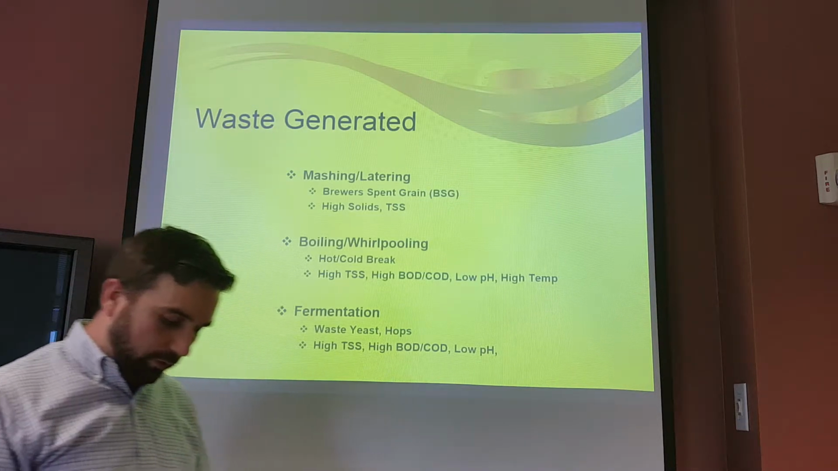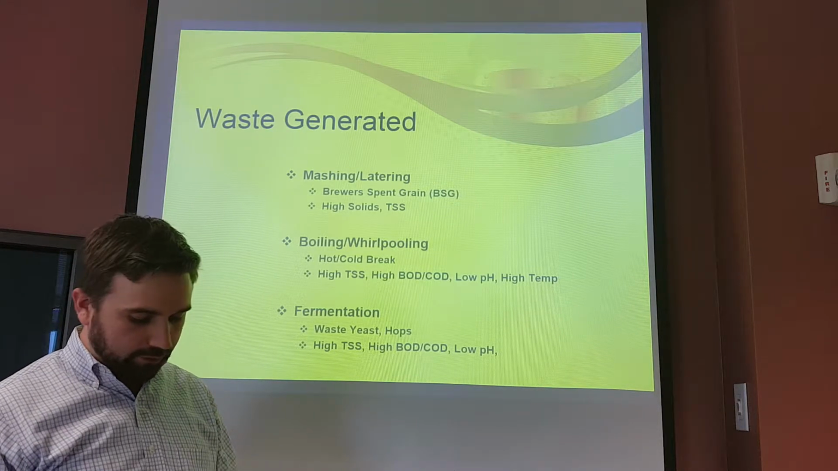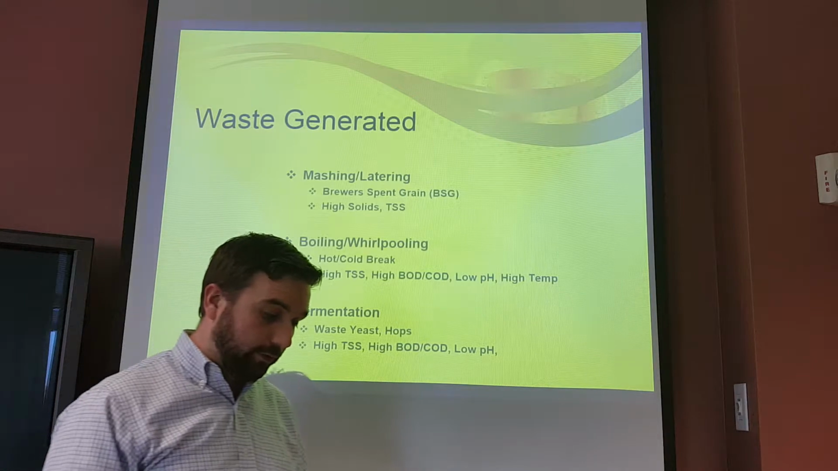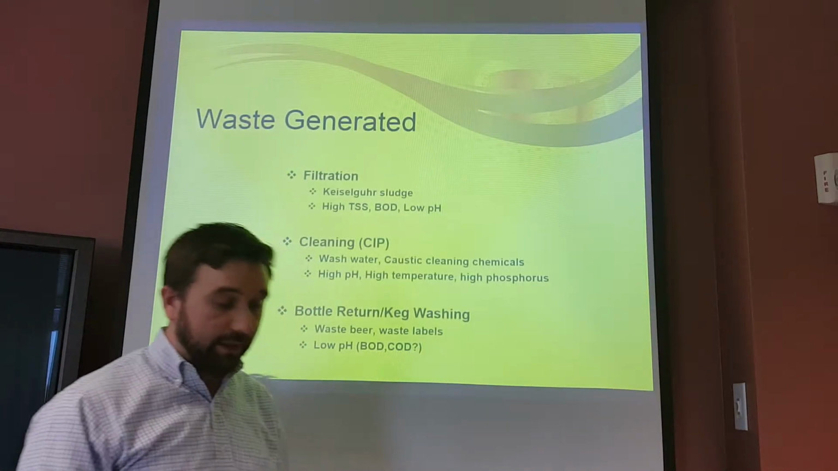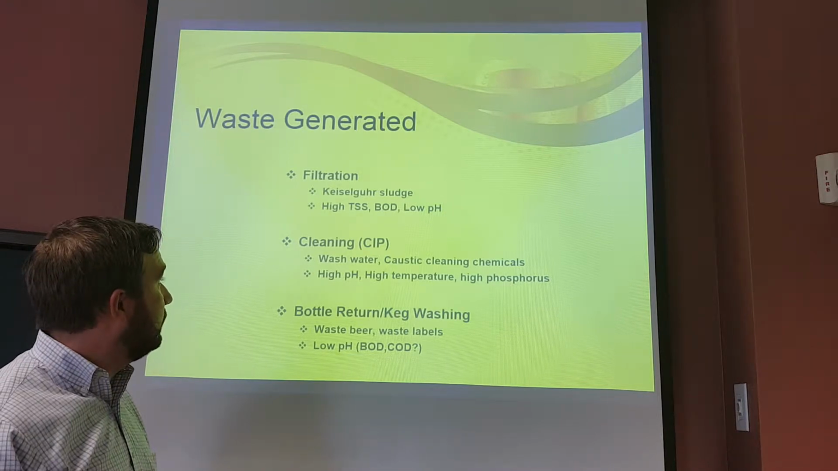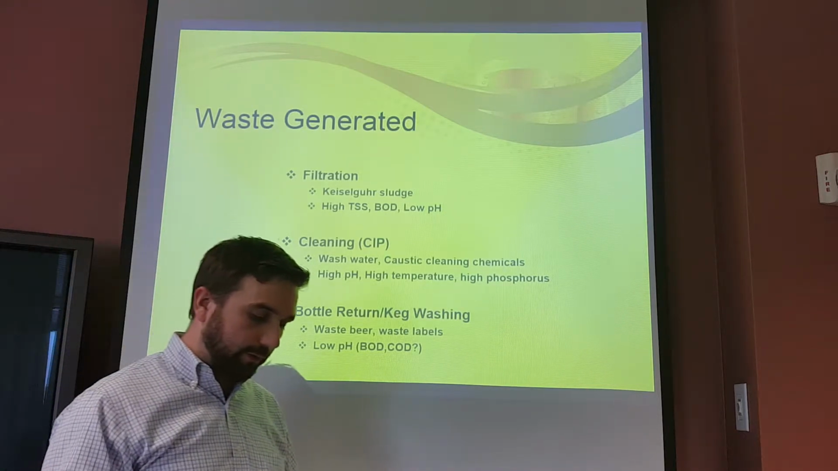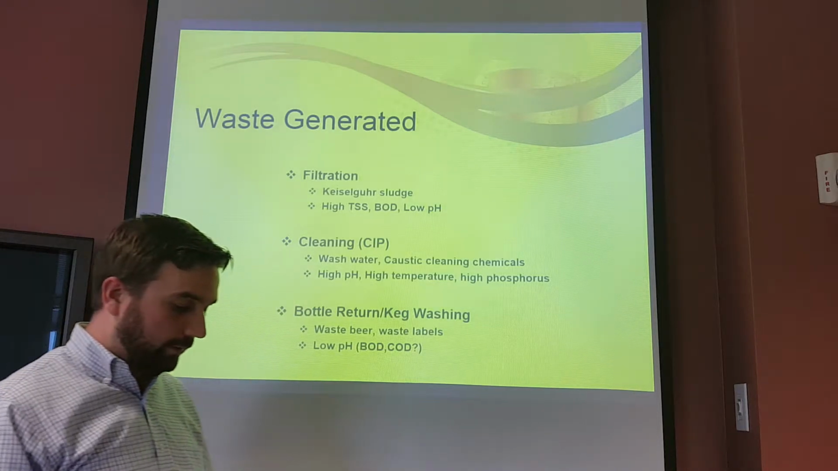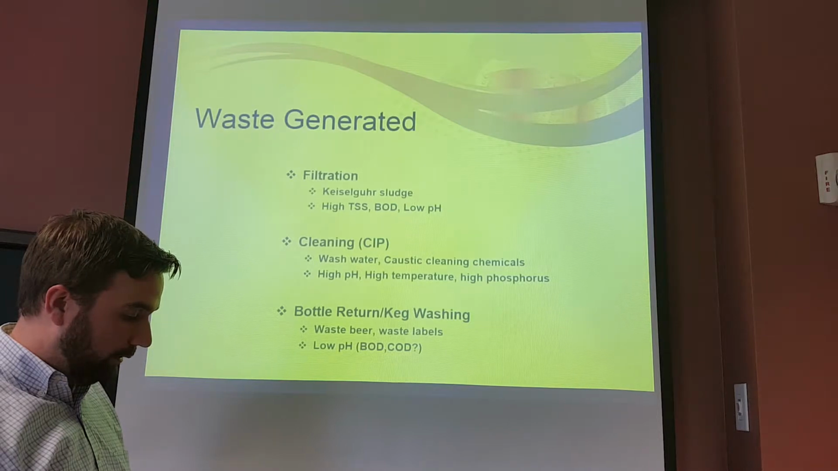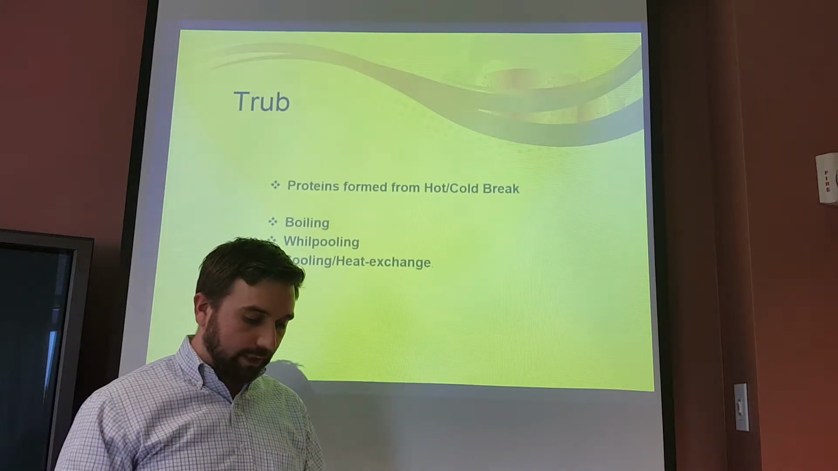During the boiling and whirlpool step, hot and cold break proteins coagulate and fall out of solution. This contributes to the high BOD and TSS typical of brewery waste. The fermentation vessels produce waste yeast at the end of the process, and they also contribute to the high BOD and TSS. During filtration, Kieselguhr sludge is what is produced. That's made of a diatomaceous earth filter aid. Cleaning processes produce caustic chemicals that cause spikes in pH and phosphorus, and bottling and keg washing produce CIP waste as well.